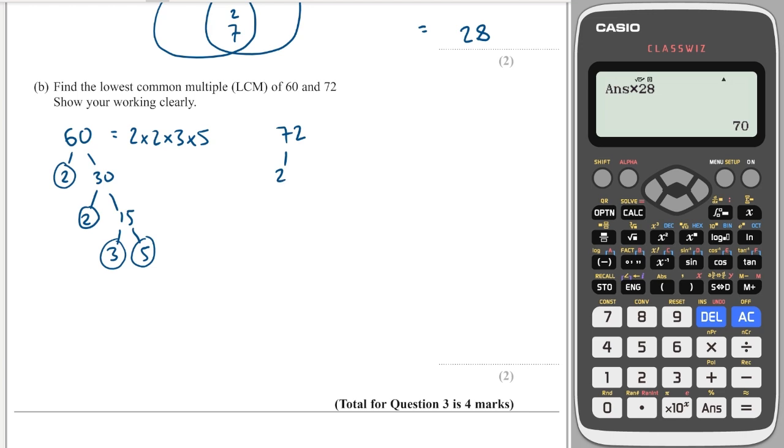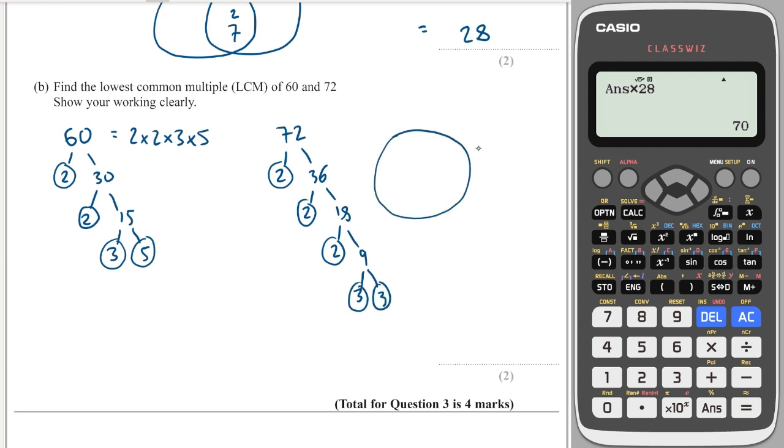72 is 2 times 36, which is 2 times 18, which is 2 times 9, and 3 and 3. Okay, quick Venn diagram. Now, which ones do they share? Also, I should have written this out: 2 times 2 times 2 times 3 times 3. So they share a 2, that goes in the middle.